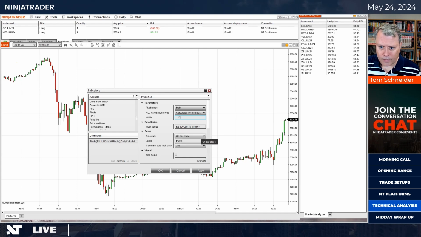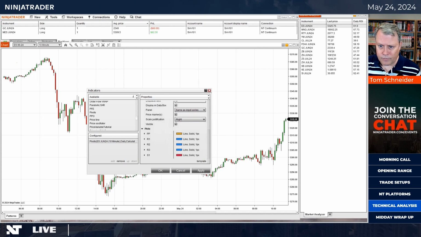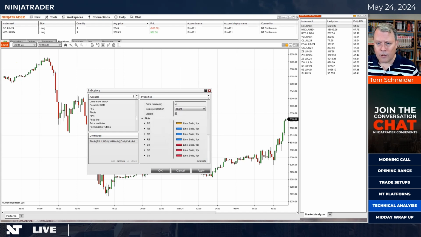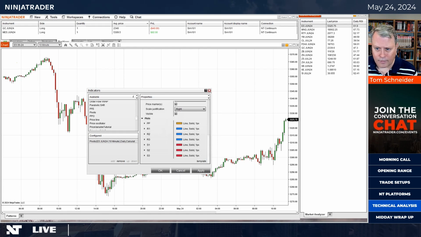Calculate, we talked about this. This is setup. We're not going to worry about setup. Visual, not really worried about. Scale justification, fine. Panel, yes, we want to put it on the same series.